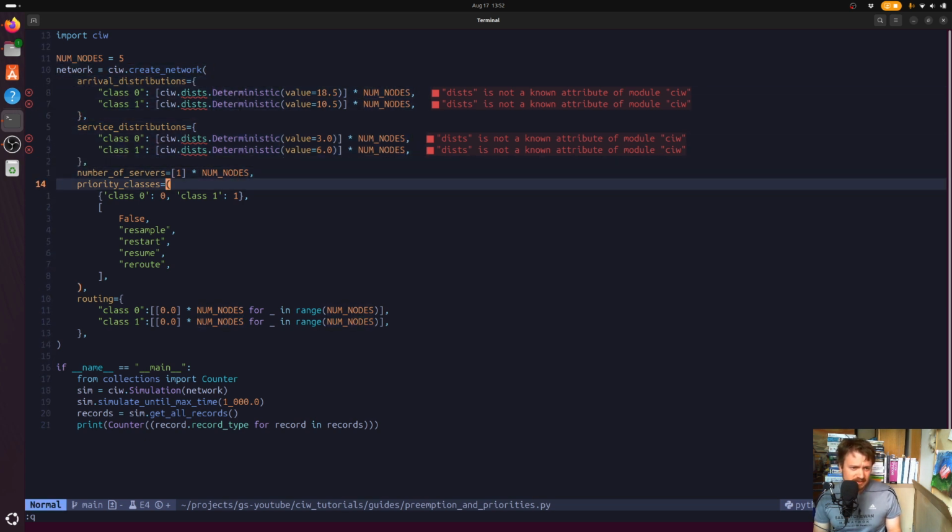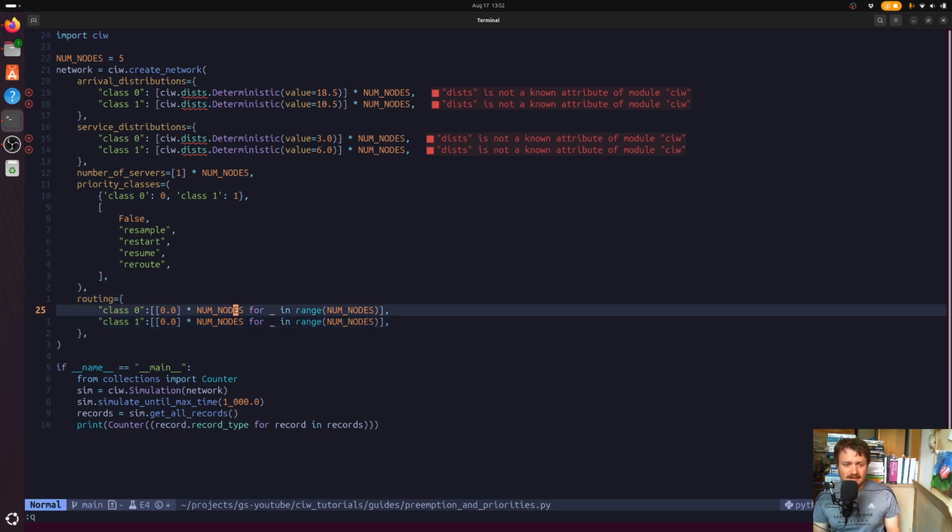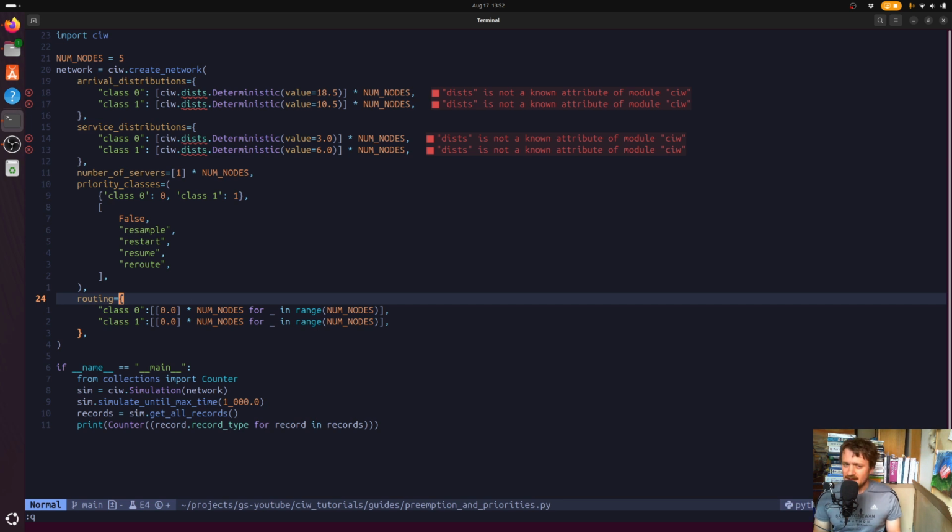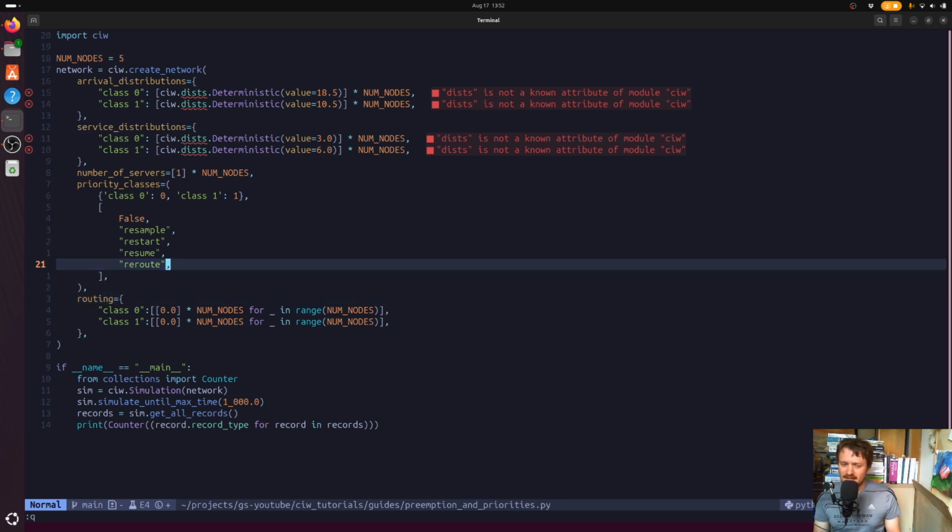What I want you to pay attention to in this example is just these priority classes, where we've added the priorities themselves, but we've also added this list, one element for each of the 5 nodes. Also, you can ignore the routing here. Basically, there are 5 nodes, there are arrivals at each node, there's service at each node, and customers enter the network at any of these nodes, and then immediately leave without going to other ones. Now that I think about it, one of these, the reroute, is a little bit silly, but anyway, we'll get to it.